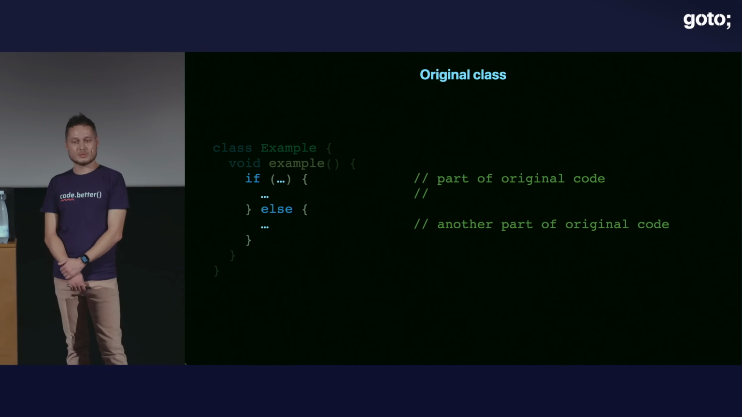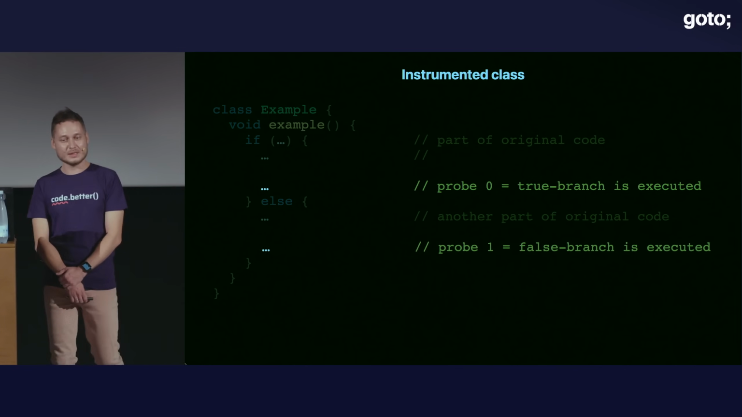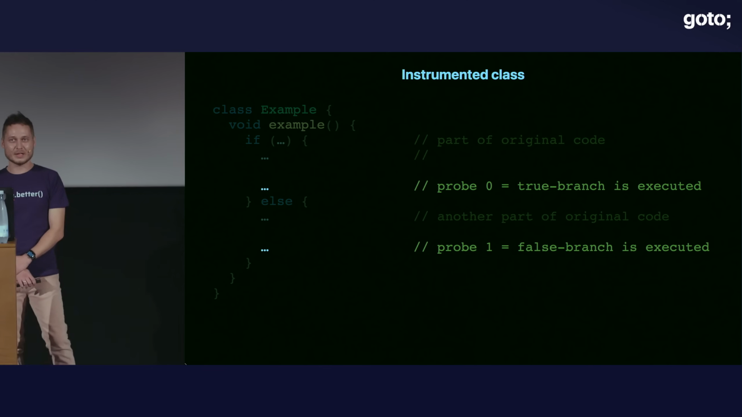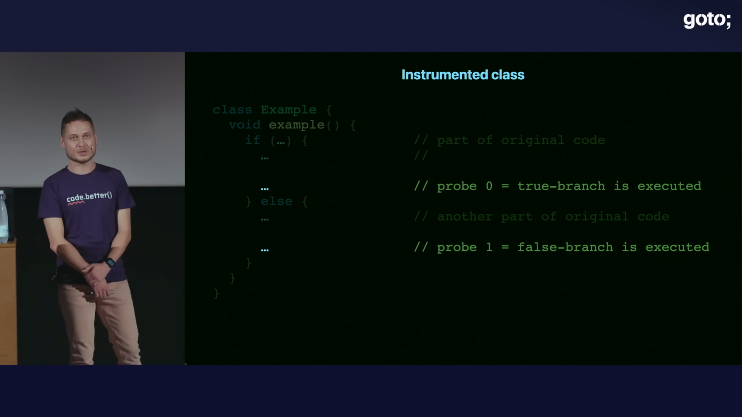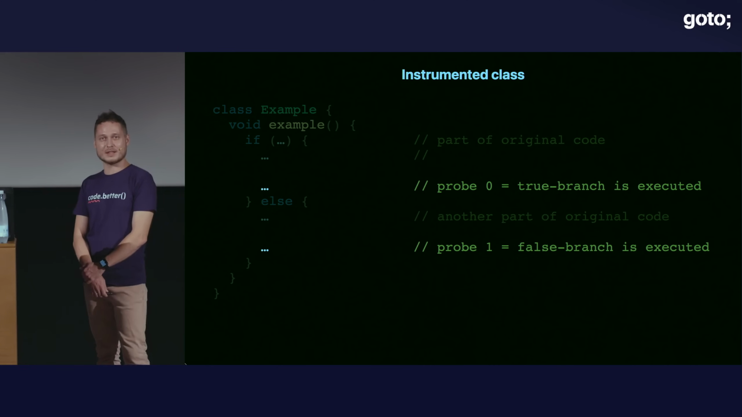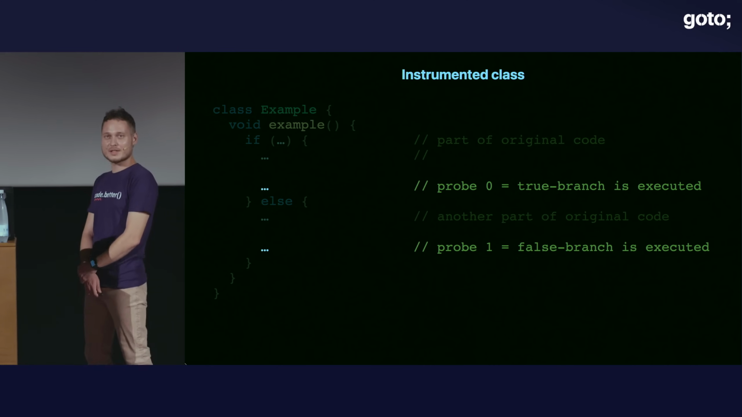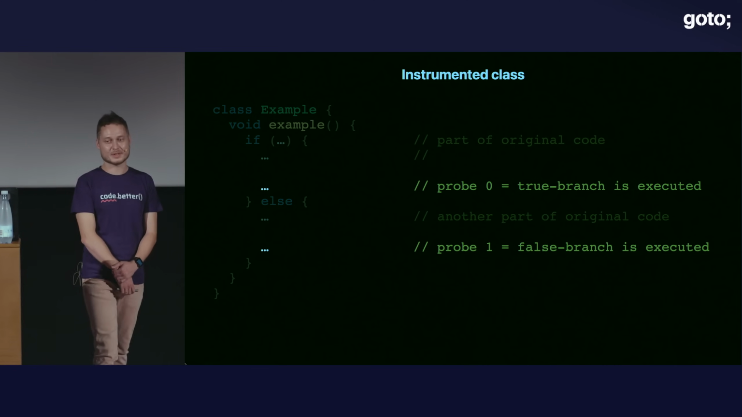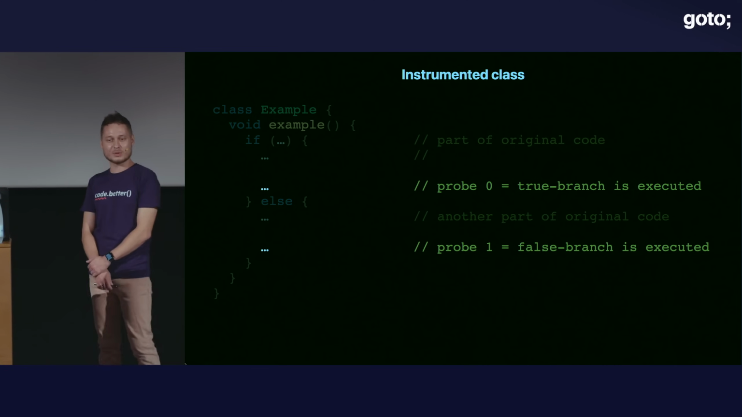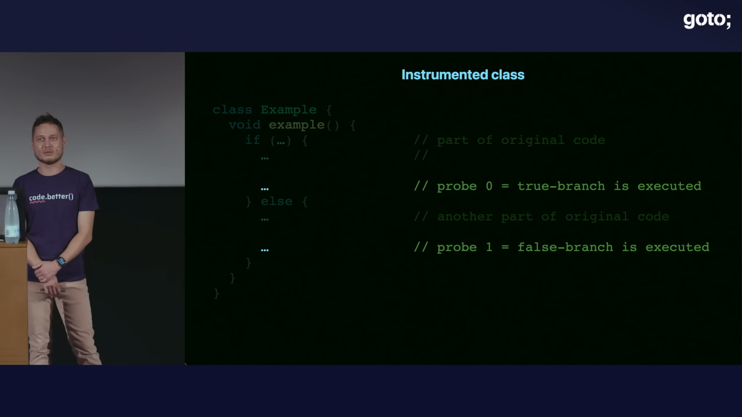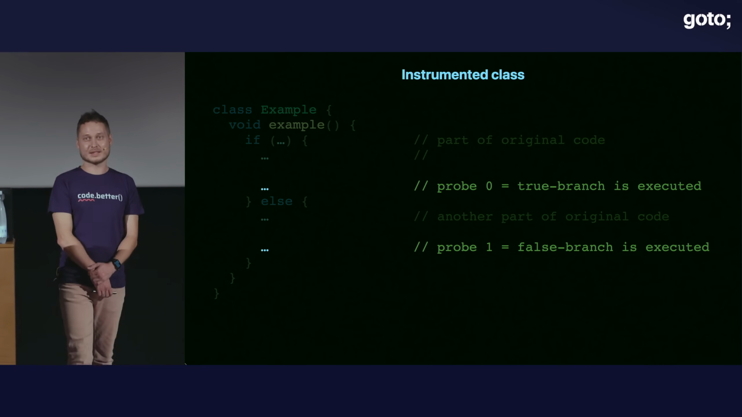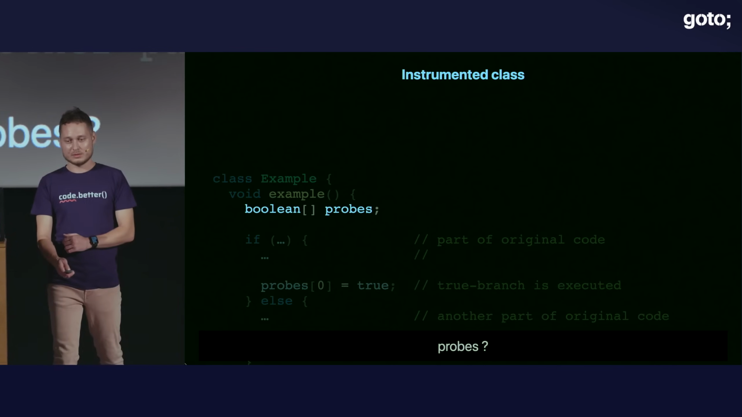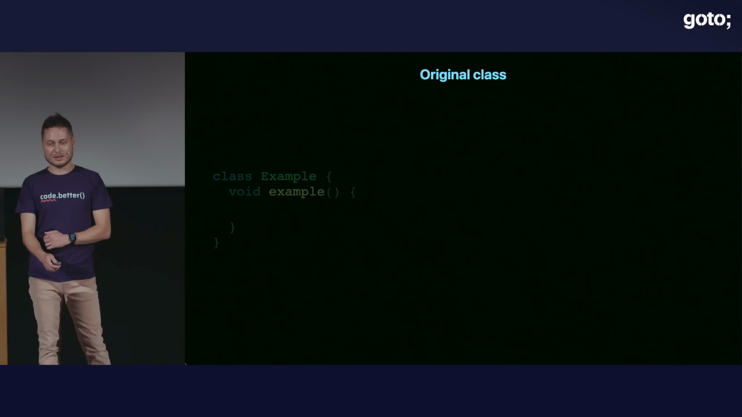What should we do? Turns out it's pretty easy. If we insert in certain positions of those methods so-called probes, which record the fact of their execution, we can perfectly know which branch was taken. We can say, okay, if probe 0 was executed, then the true branch was taken. If probe 1 was executed, then the false branch was taken. If both were executed, we know that the method has full coverage, all the branches were covered in it. And all the instructions that led to probes were executed as well.